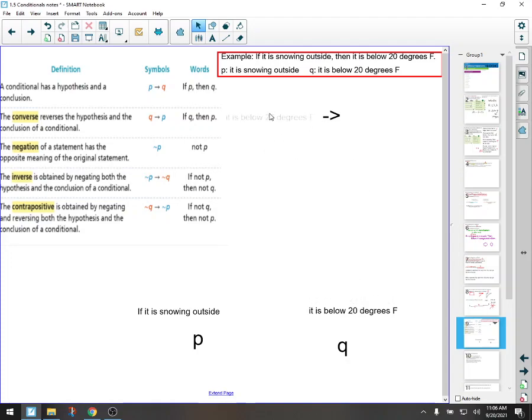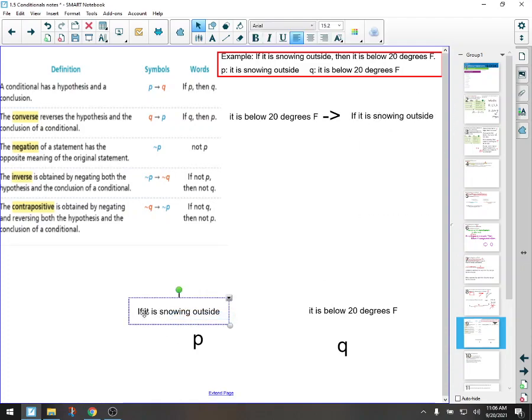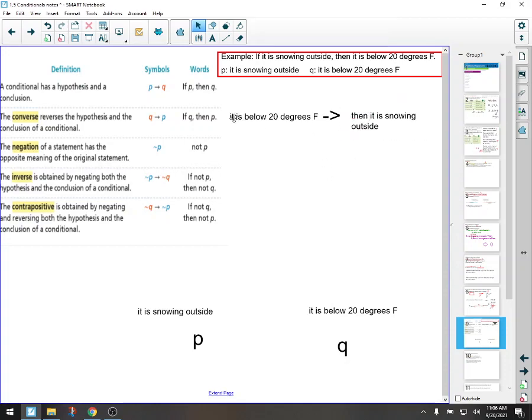What if we reverse that? If it is below 20 degrees outside, then it is snowing. I think you hopefully know from years and years and years of having cold days without snow, that's not true. There are times that is false. So we would call that false.